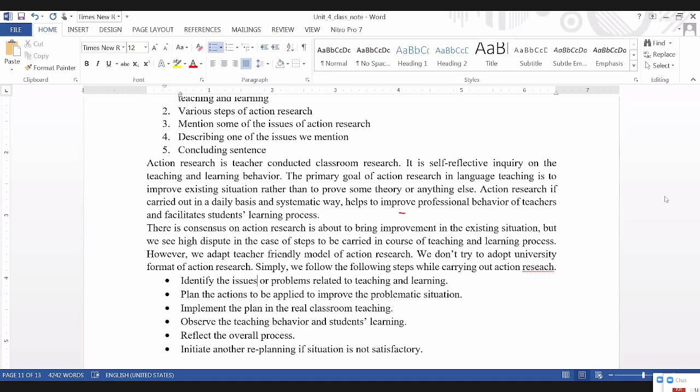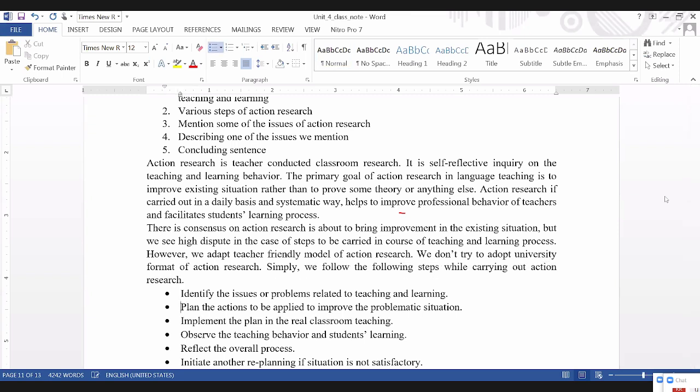So identify the issues or problem related to teaching and learning. Then plan the actions to be carried out to improve the problematic situation. Implement the plan or action in the real classroom teaching. Observe the teaching behavior and students learning to reflect on the overall process.